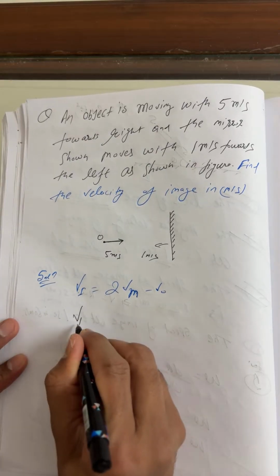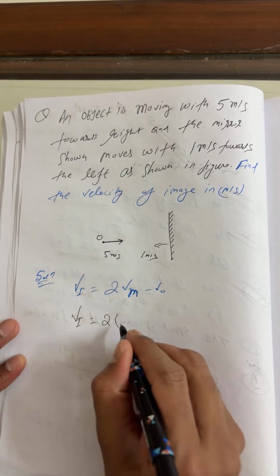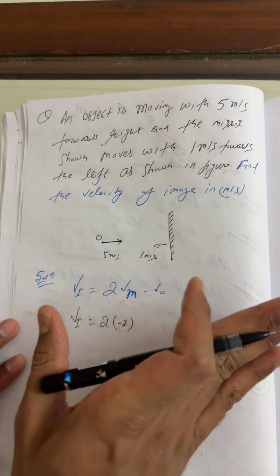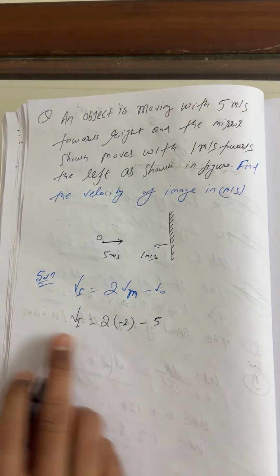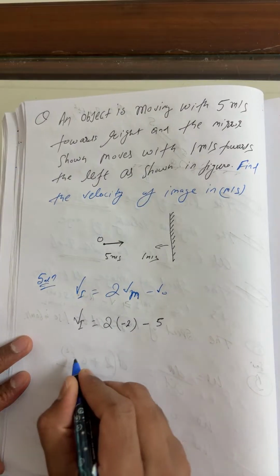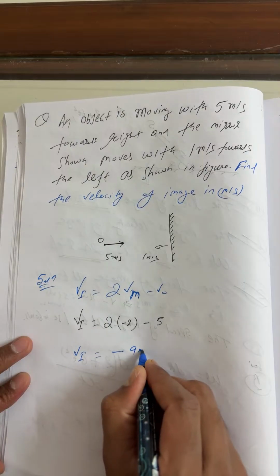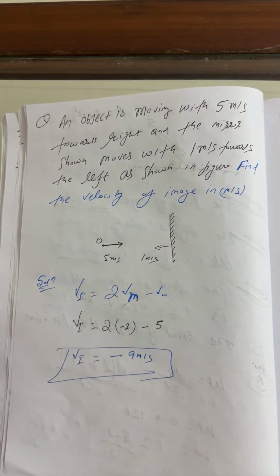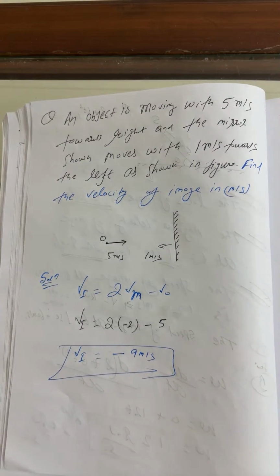So this is Vi equals twice, beta. You can see this direction, so you can write minus 2, because you can take right positive, left negative. And this is minus 5. So 2 times minus 4, minus 8... so velocity of image, you can write minus 9 meter per second. What is the meaning of minus here? It means the image is coming like this. So this is the velocity answer for this question.